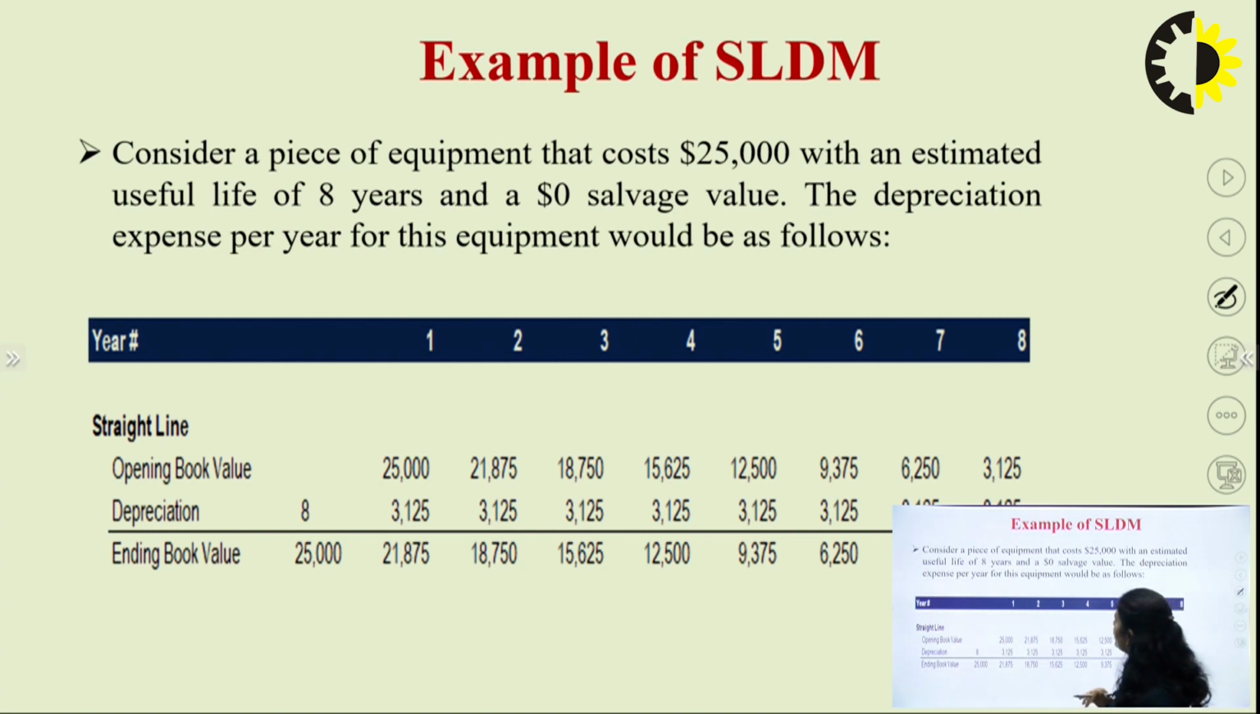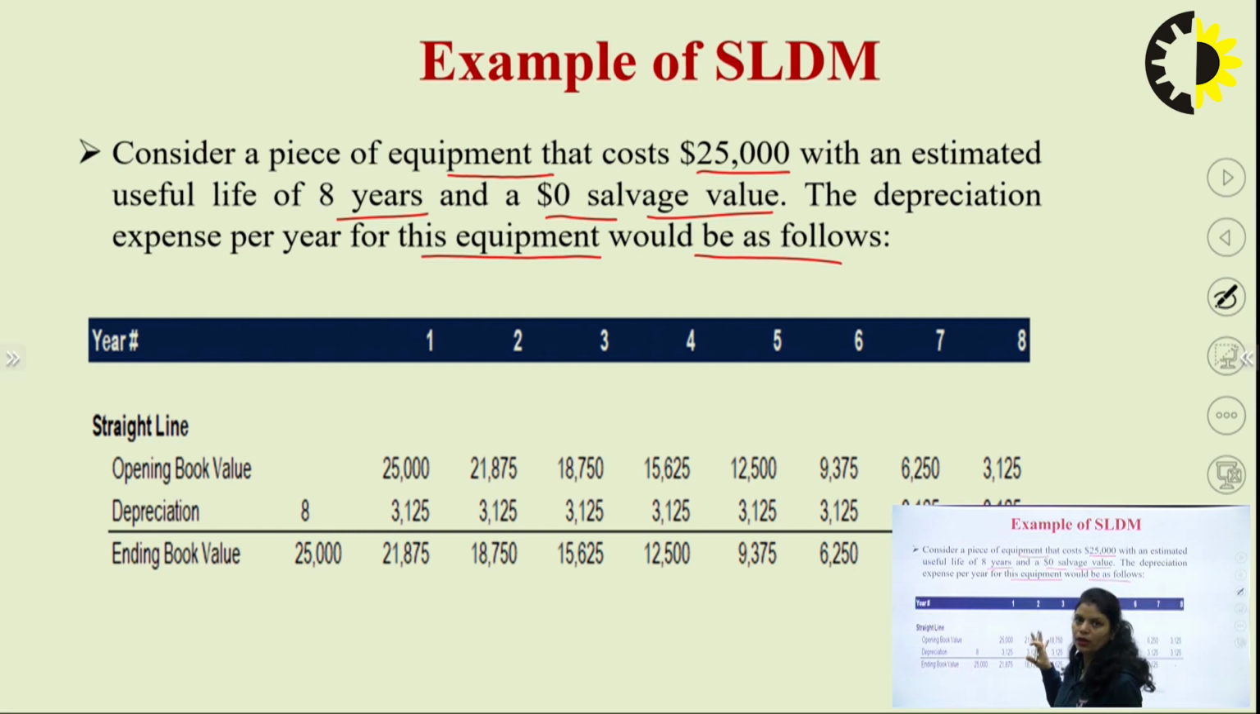So, we will consider one example here. For example, we are considering a piece of equipment that cost $25,000. So, $25,000 is basically the fixed asset cost with an estimated useful life of 8 years. So, useful life is also given to us, which is 8 years with a $0 salvage value. So, salvage value is $0 here. The depreciation expense per year for this equipment would be, now we are having this table.